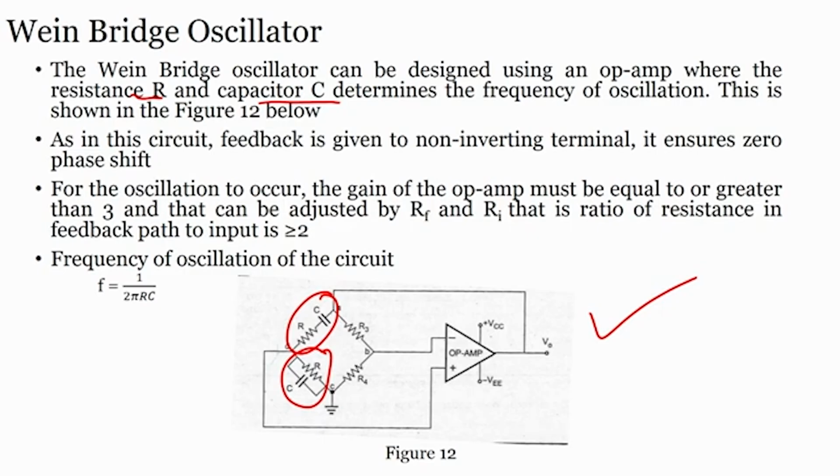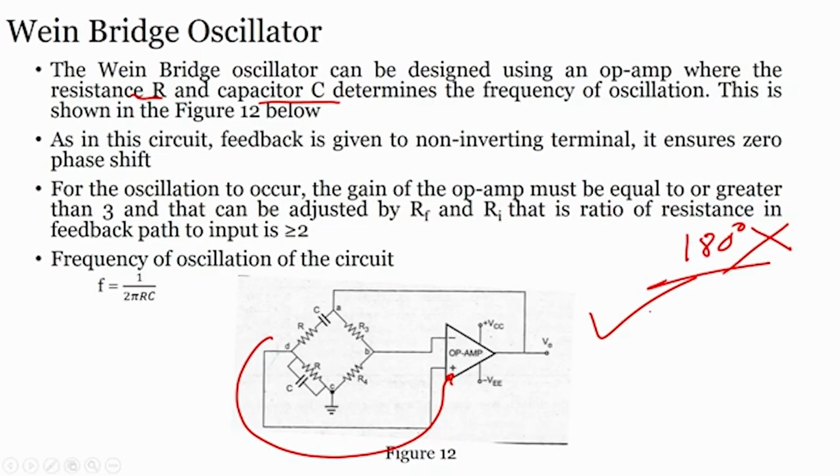In this circuit, feedback is given to the non inverting terminal. As you can see, the feedback is given from this circuit. This feedback is given to the non inverting terminal to ensure 0 degree phase shift. Here we do not require 180 degree phase shift, right. That is why we are giving the feedback to the non inverting input, okay.